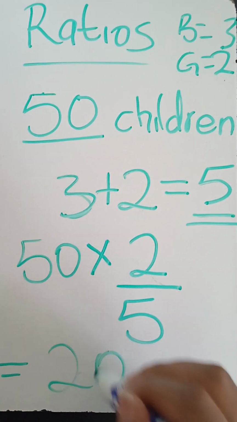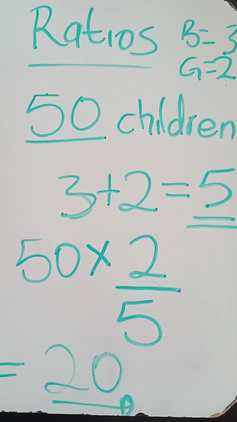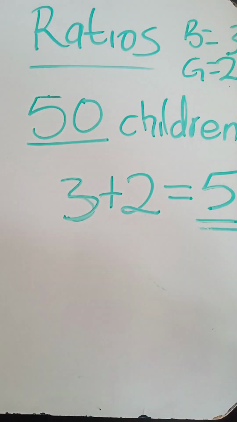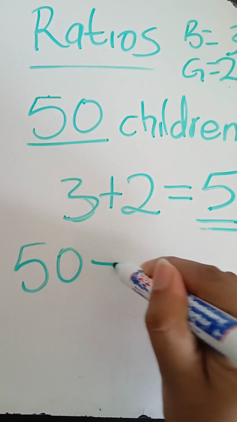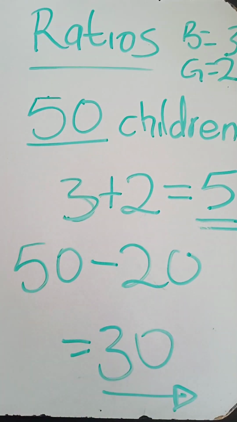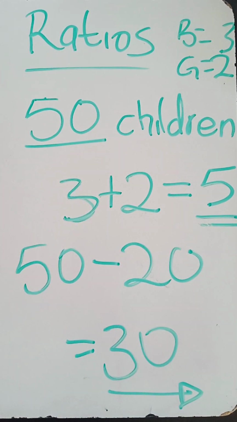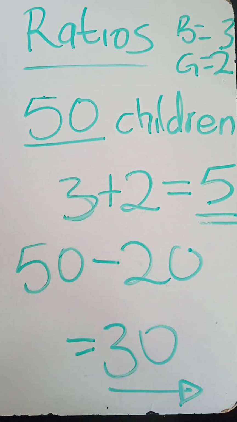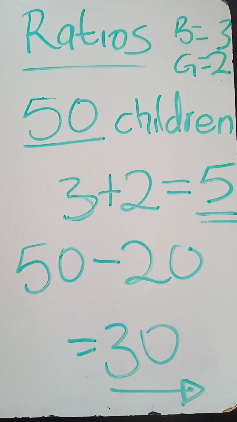Once you have calculated one of the ratios, for example, if you know you have 20 girls, you can also say 50 minus 20, which will give you 30, and you can see that it gives you the same answer that you calculated using the ratio of boys, 50 times 3 divided by 5, which gave you 30. So you can also use subtraction to get the correct answer.